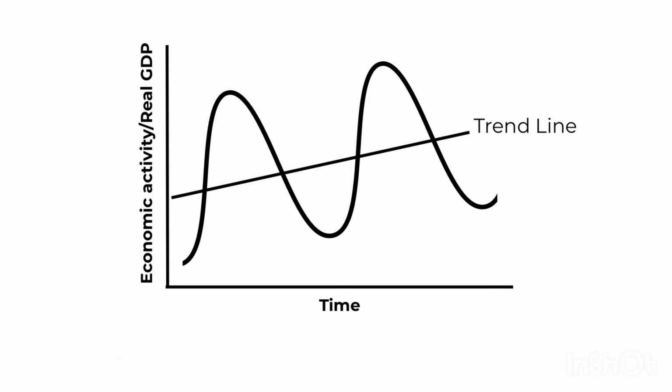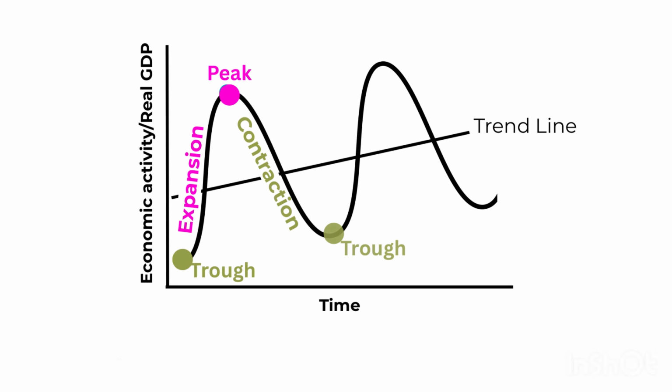Quick recap. Now let's rewind. The trough is the lowest point of the business cycle. Expansion refers to the period where economic activities increase in a country, leading to the peak. Peak is the highest point of the business cycle. Now remember, the economy cannot grow forever. So right after the peak point, there is contraction. Contraction refers to the period where economic activities decline in a country, leading to the lowest point again. Then the business cycle goes on and on.